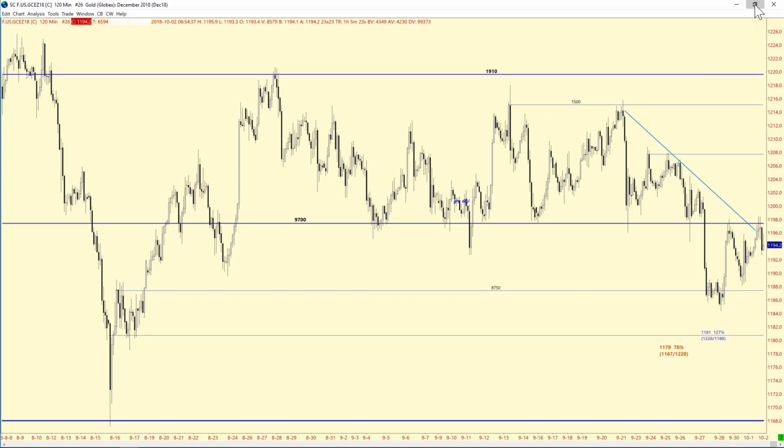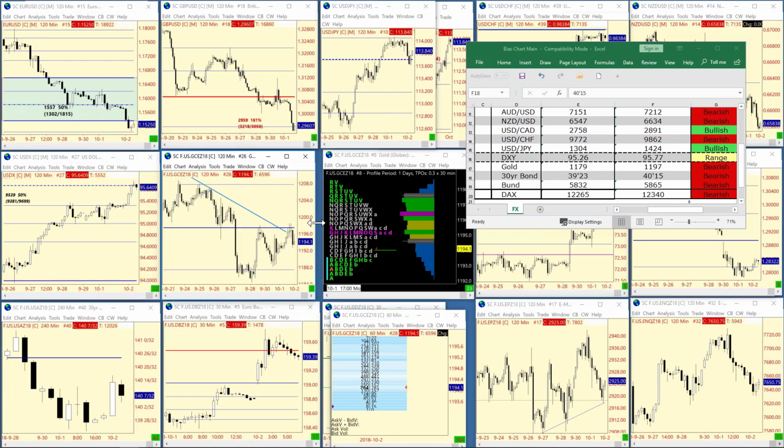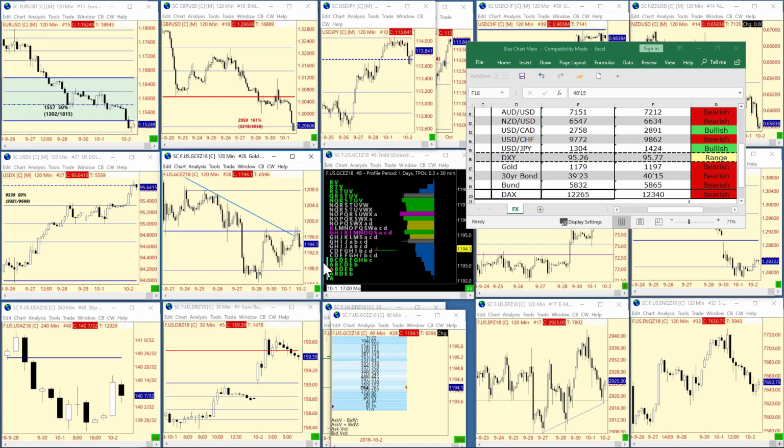But I will give it to gold. It's held up, because if you look, keep an eye where rates are, and you look at the bond market, it's held up very well. So the downside is still going to be 1179 here.